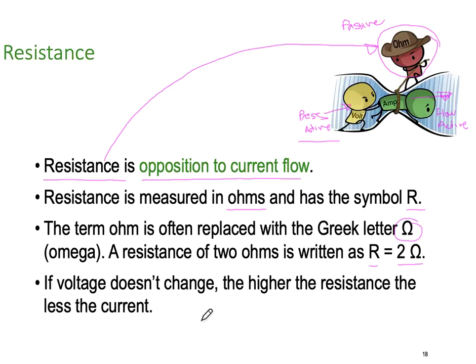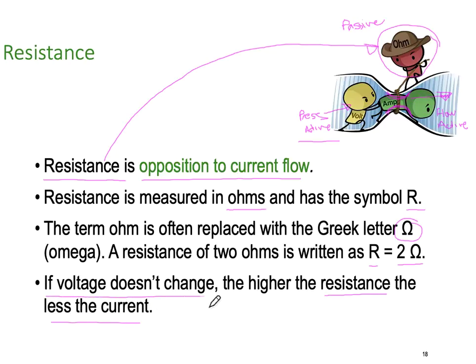If a voltage doesn't change, so as long as the voltage is constant, the higher the resistance, the less the current. That's one of the attributes of what we call Ohm's law, which we will get into in some lessons that come along very shortly. But for now, you must remember, the higher the resistance, the less the current. The more that Mr. Ohm can reduce this space in here, the less current can flow. The more Mr. Ohm can restrict that distance, it means the less Mr. Current can flow through.